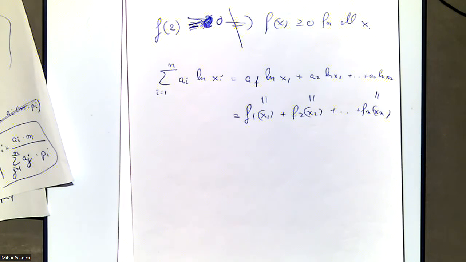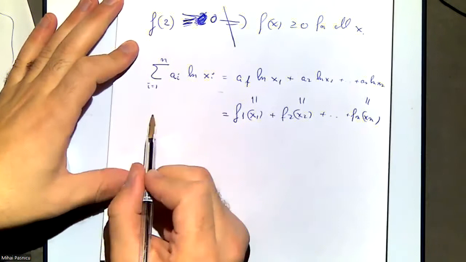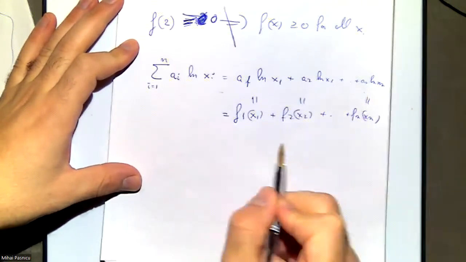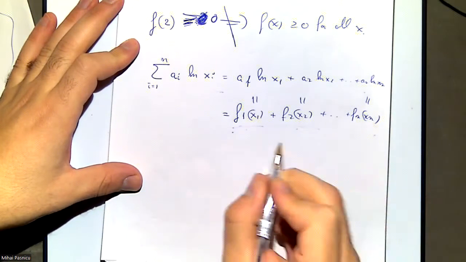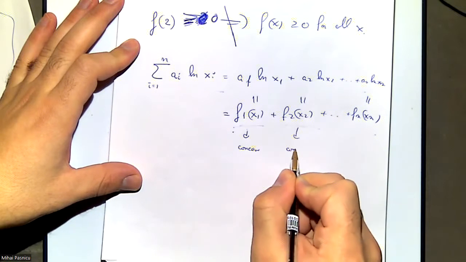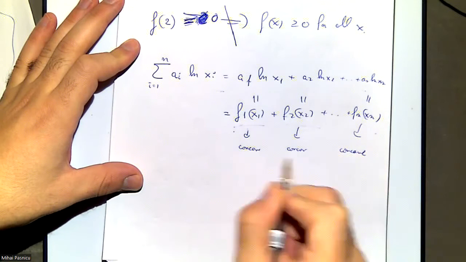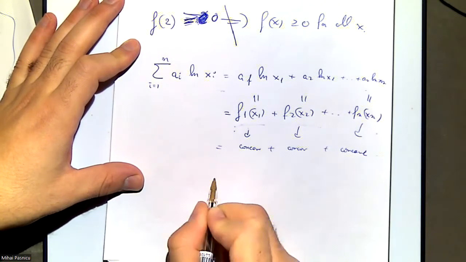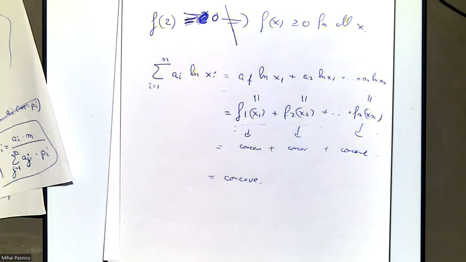But it's not how you're more or less supposed to do this. The idea is that I can separate this into these functions and write them like f1(x1), f2(x2), ..., fn(xn). And if this is concave, this is concave, and this is concave, then when I add all of them up, I still get concave. Okay, that's the idea of it.